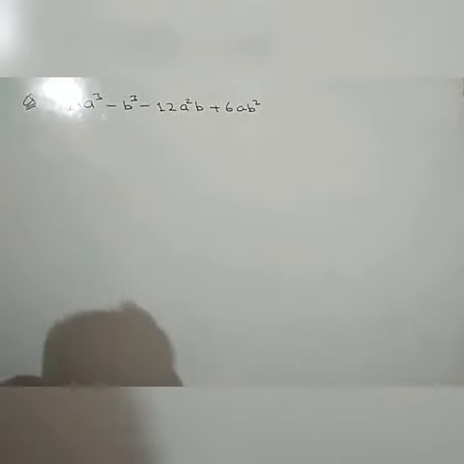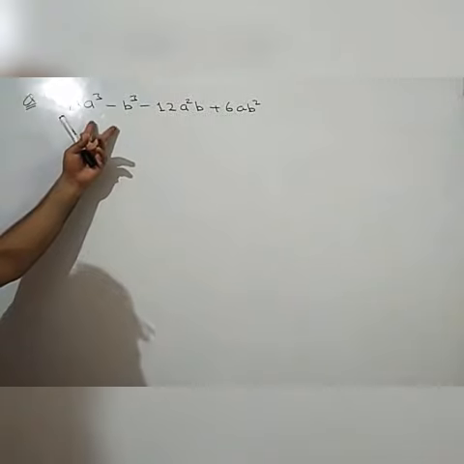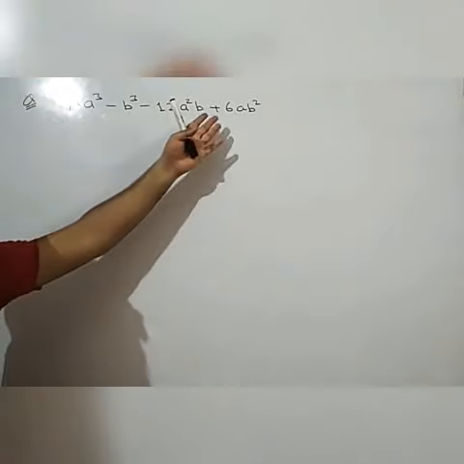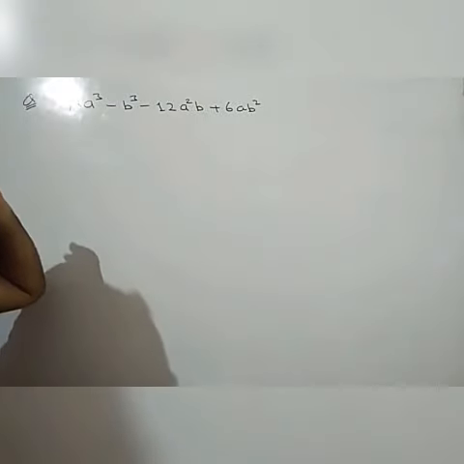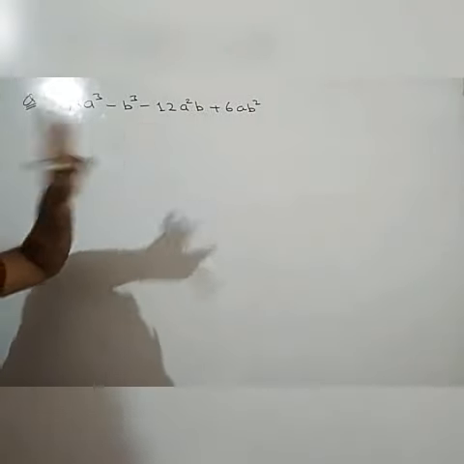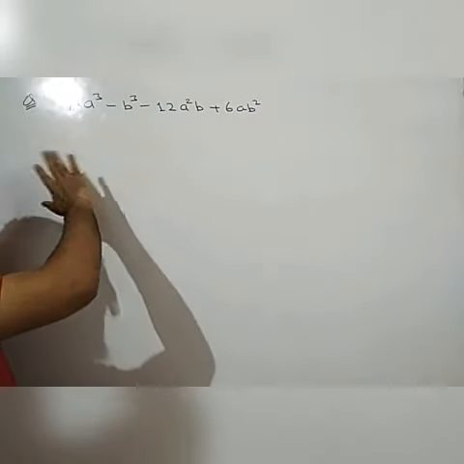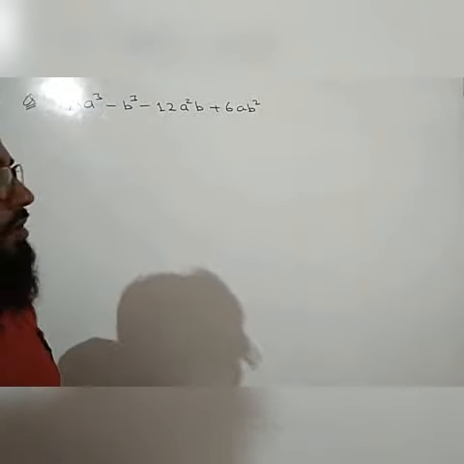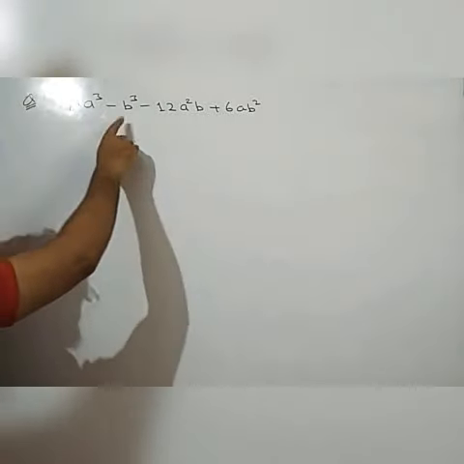And how will you factorize it? If we make the groups, then by grouping nothing will be common. So that will be difficult to factorize. So whenever the question is given in terms of cube, first count the number of terms. How many terms are there? 1, 2, 3, 4. There are 4 terms.